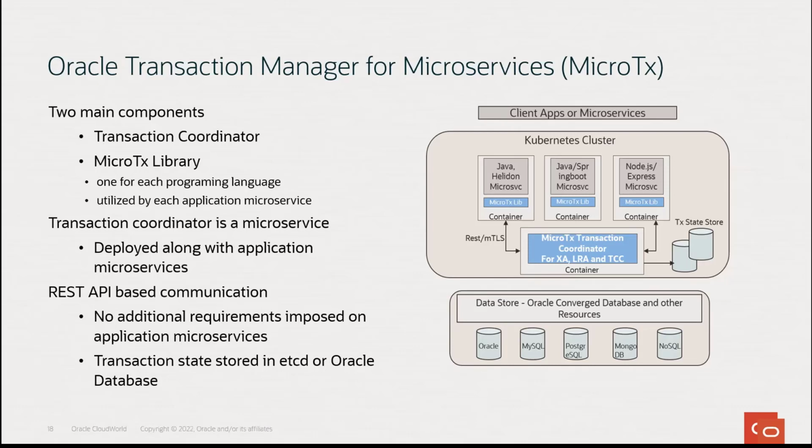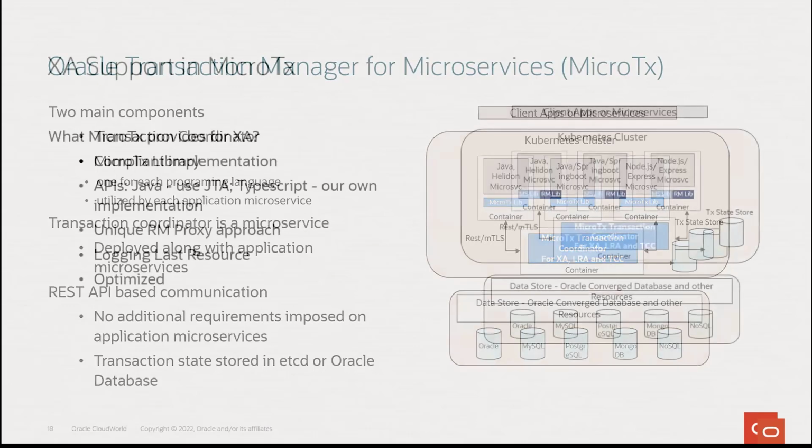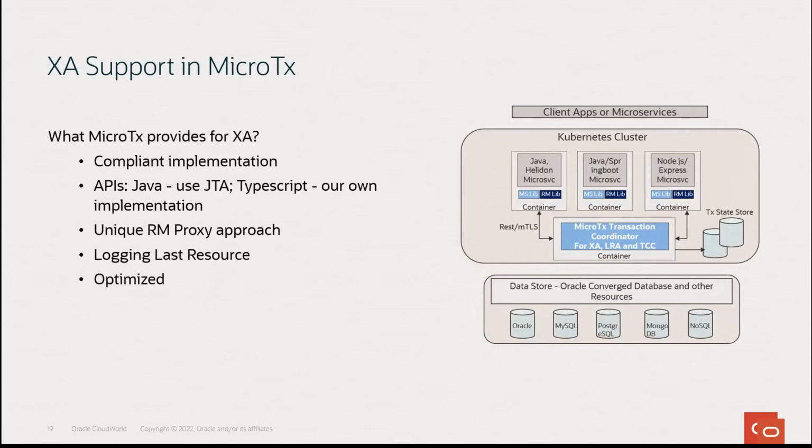So as long as your framework can support REST APIs, using something like Jersey or JAX-RS in the Java world, or if you're using Node.js or TypeScript, then using either Fetch or Axios. And as well, we support state storage of the transactions in either Oracle database or etcd. So for XA support in MicroTx, it's an XA compliant implementation. In the Java world, we support JTA. In TypeScript, we have our own set of APIs because there's no standard set of APIs for XA in TypeScript. We also use what we're calling a unique RM proxy approach, and I'll explain that in a minute, to help make it easier to support various resource managers.